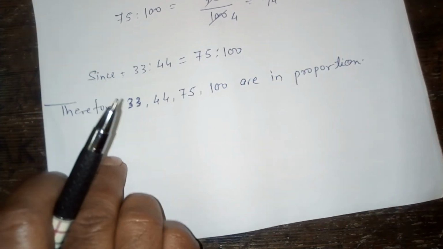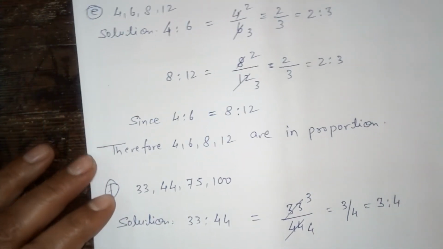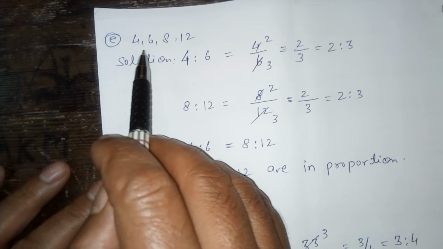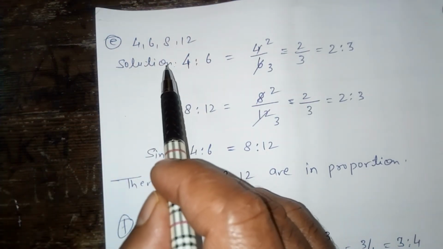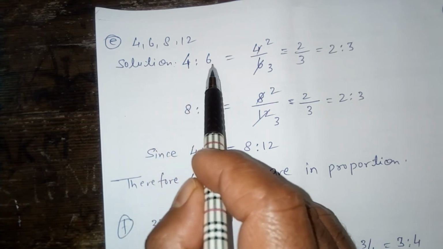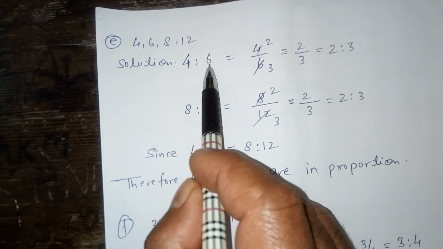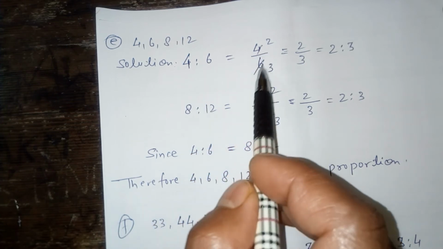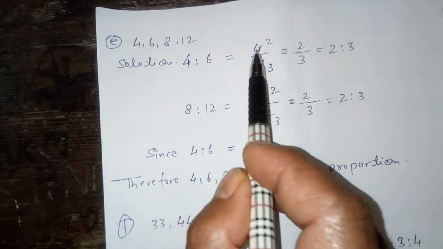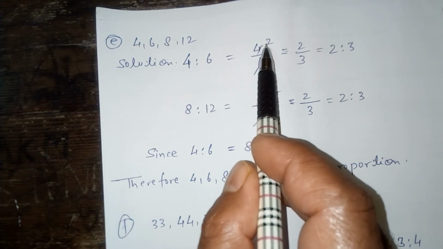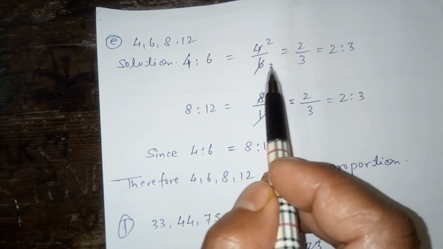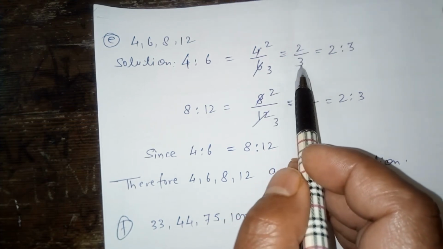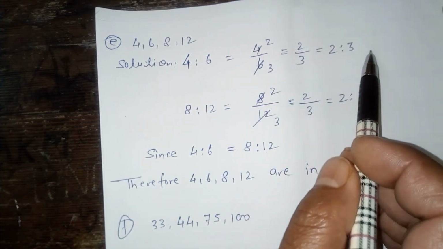Okay, again we will discuss about some other problem, that is 4, 6, 8, 12. In this question we will find out the ratio of first and second number, that is 4:6. 4:6 means 4 upon 6. 4 and 6, it will be cancelled by 2. 2 2s are 4, 2 3s are 6. It will give to you 2 upon 3 is equal to 2:3.